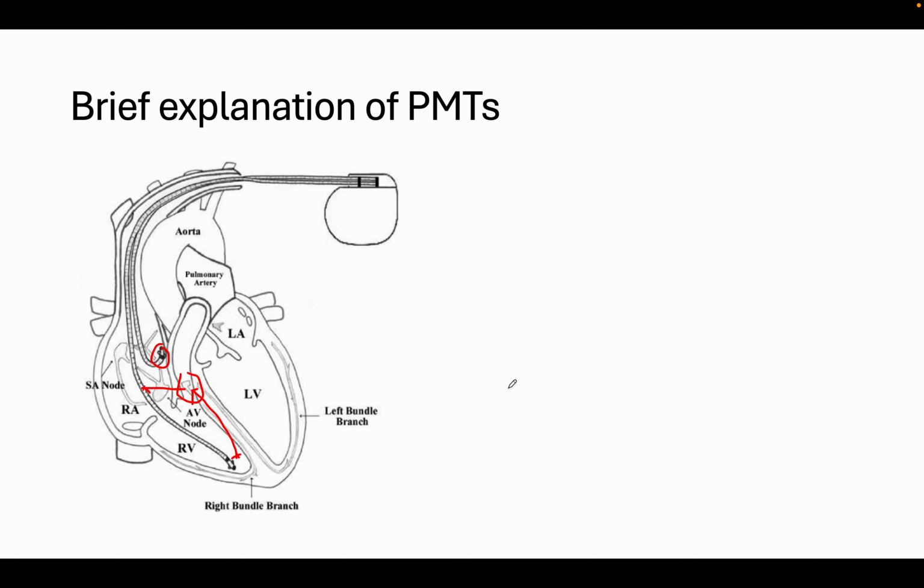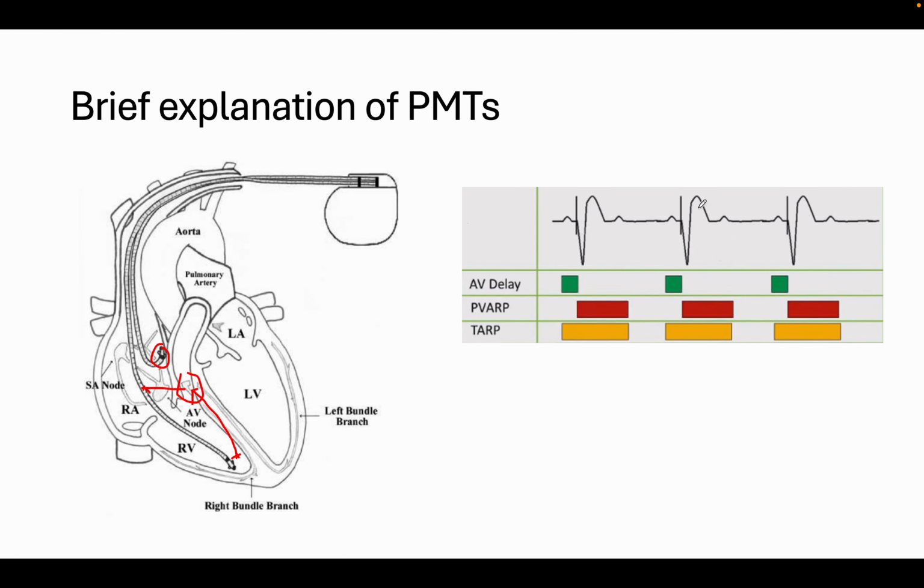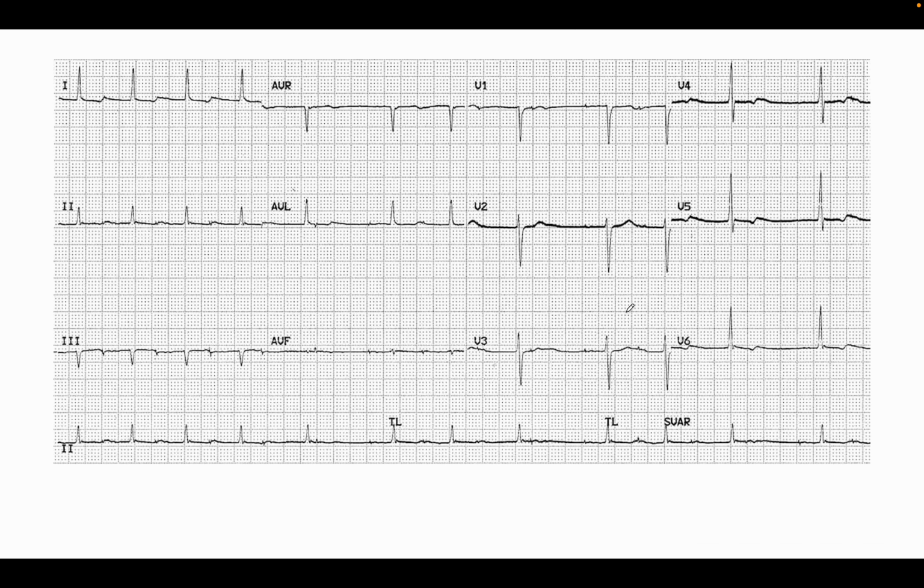To fix a PMT, usually you'll call a cardiac physiologist to do some amazing programming, which will hopefully help stop PMTs from occurring. And there's all sorts of AV delays and PVARPs and TARPs that you can learn. However, this is outside of the scope of the lecture. This is basically the timing periods that are able to be programmed to stop PMTs from occurring.